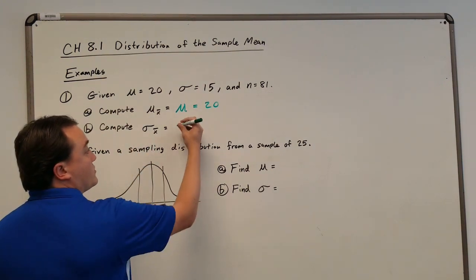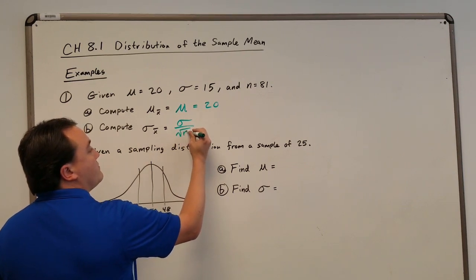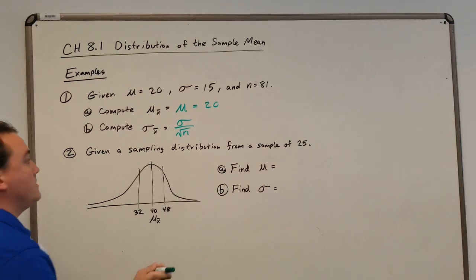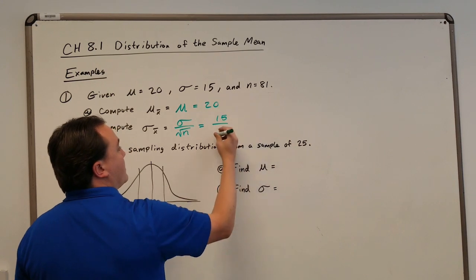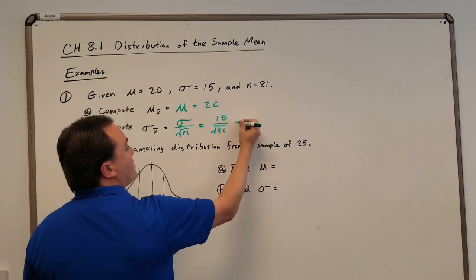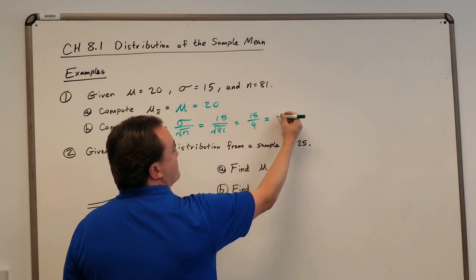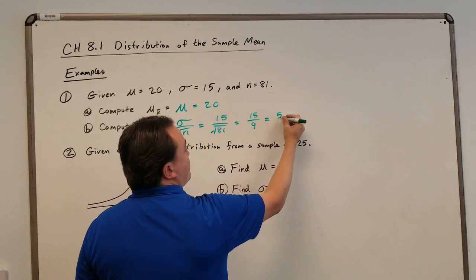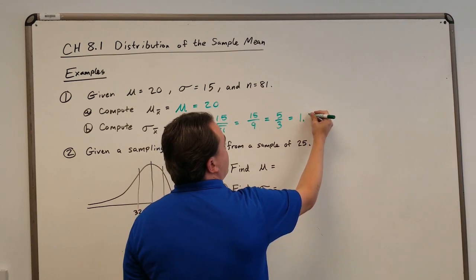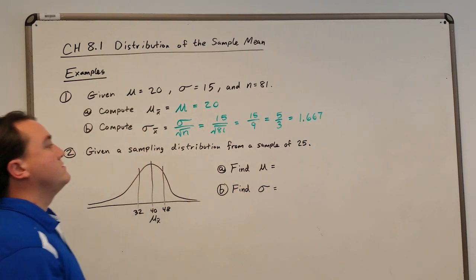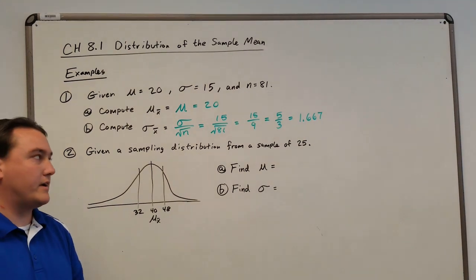This has a little equation that goes with it. It's the population standard deviation divided by the square root of the number of sampled. So we have 15 divided by the square root of 81, which is 15 divided by 9, or 5/3. And if you want a decimal out of that, you can get that. 1.667. So it's pretty easy to calculate there.